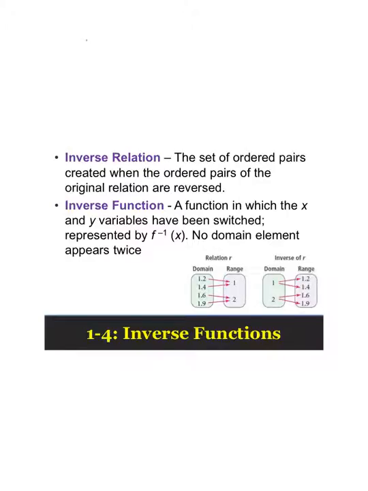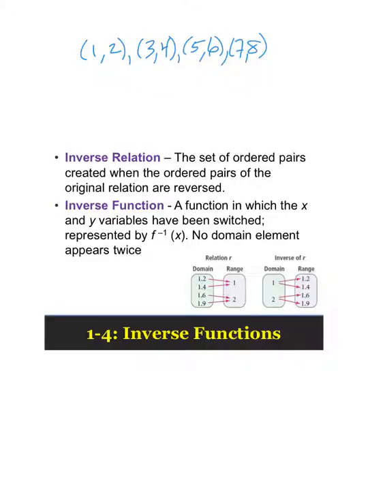So my original function is (1, 2), (3, 4), (5, 6), (7, 8). Okay, so that's my original function, and actually it's just a relation. It's a relation because it's a list of ordered pairs. This also happens to be a function because none of the x values repeat.